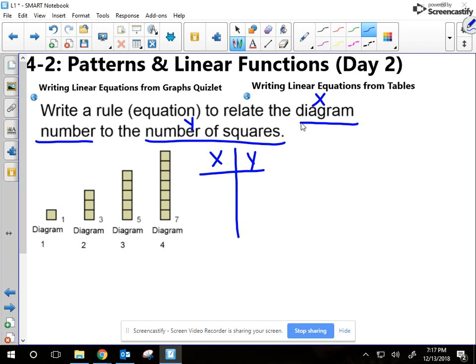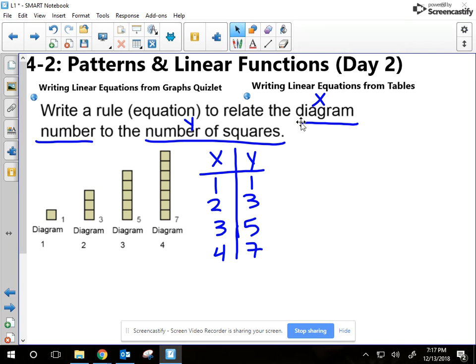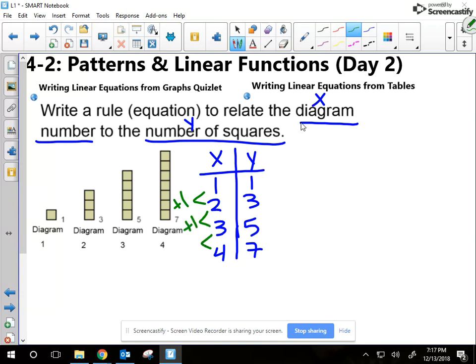So if we look at diagram number 1, there's only one square. Diagram number 2 has 3. Diagram number 3 has 5. And diagram number 4 has 7. To be able to write that equation, we have to see how each one of them is related. The independent variable is increasing by 1 every single time, positive 1. The dependent variable is increasing by 2 every single time.